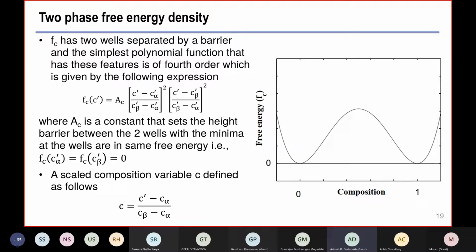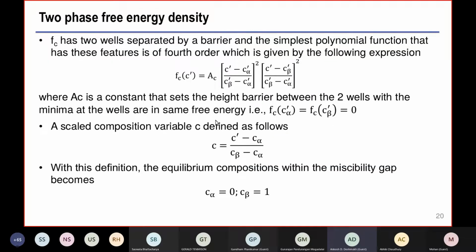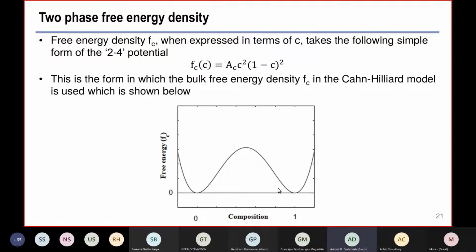One thing I would like to mention is that the physical phenomena can be represented in any mathematical expression, which we have to remember when we are doing these things. And you can see the similar expression which comes out for C alpha equal to 0, C beta equal to 1, which are the two minima at the same energy. So this is what I was mentioning.